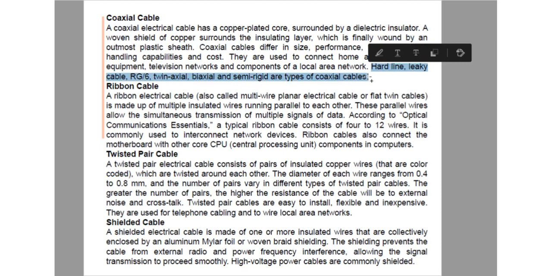Now these cables which are listed over here have some advantages. So that's why there is a need for different types of cables.